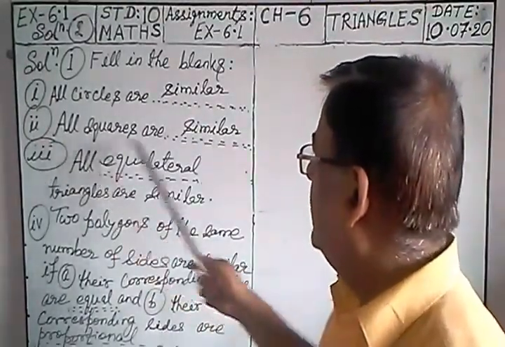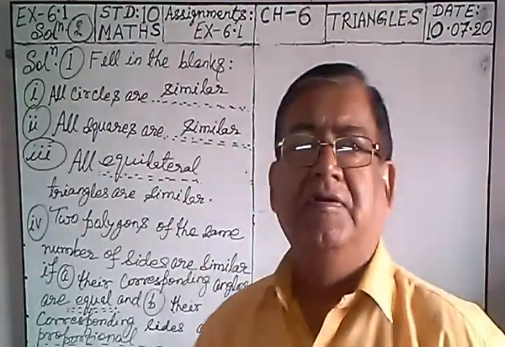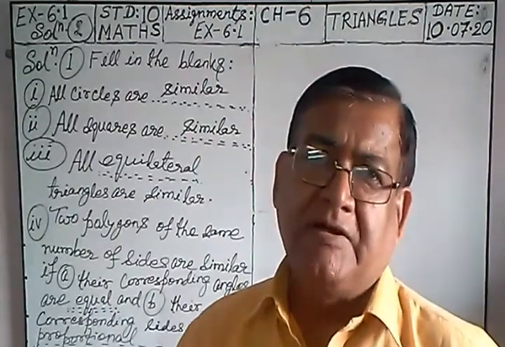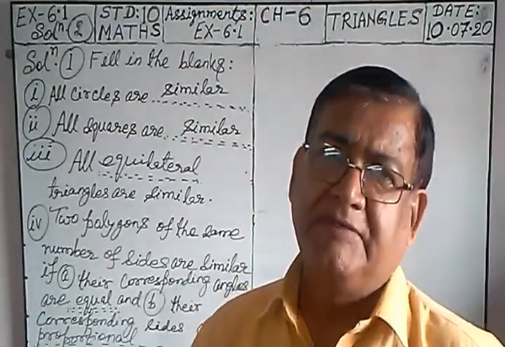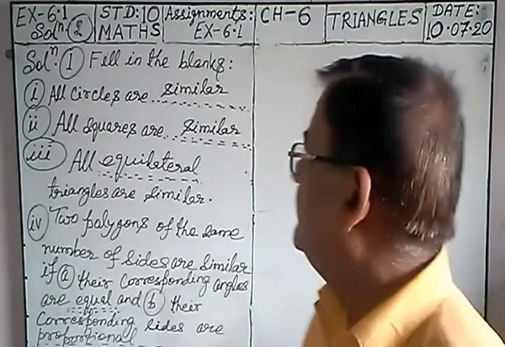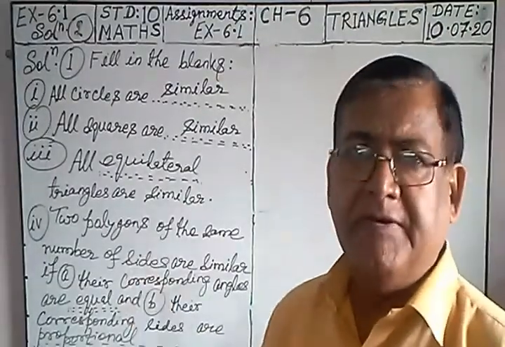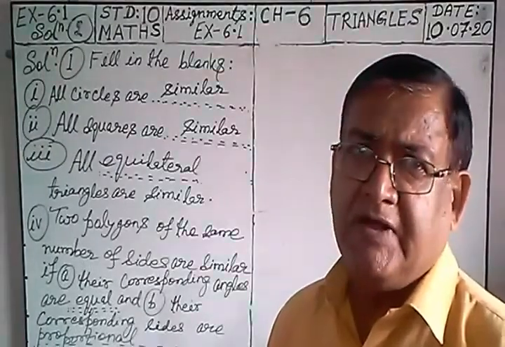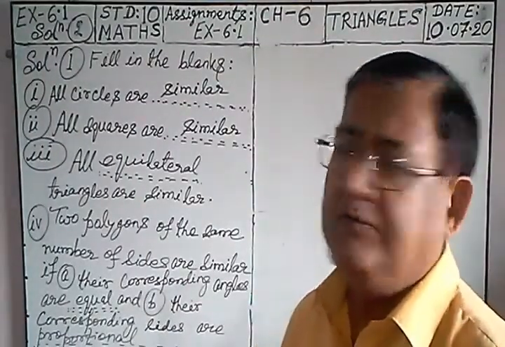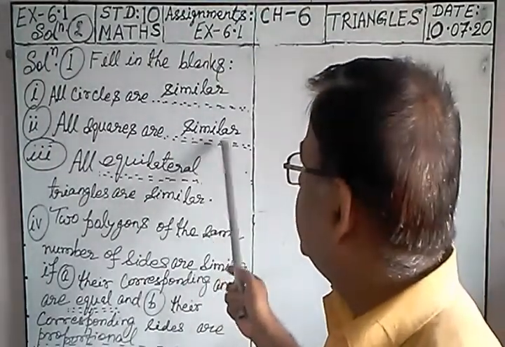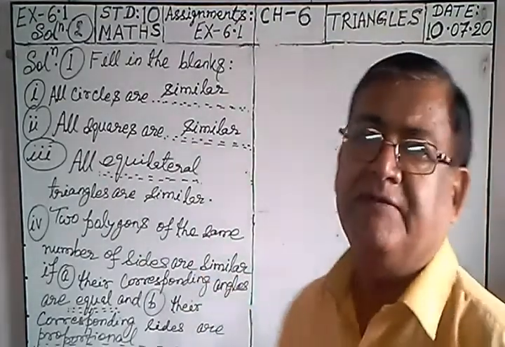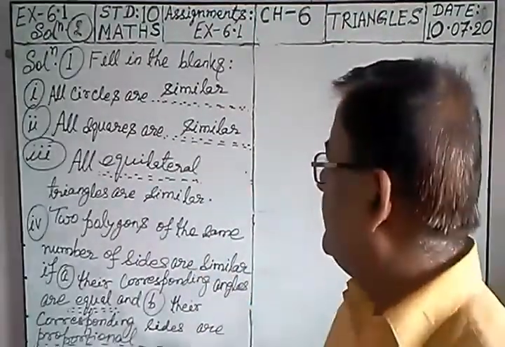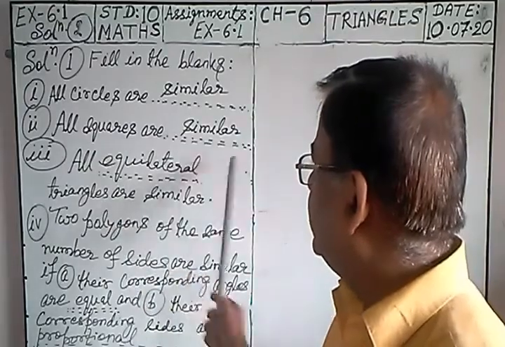Second, all squares are similar. Whatever the size of the square, it is always similar. Squares are always similar. Again 2 options are given. For every question there are 2 options, one correct and another incorrect. So you choose the correct answer, similar. All squares are similar. Next, third one, all dash.